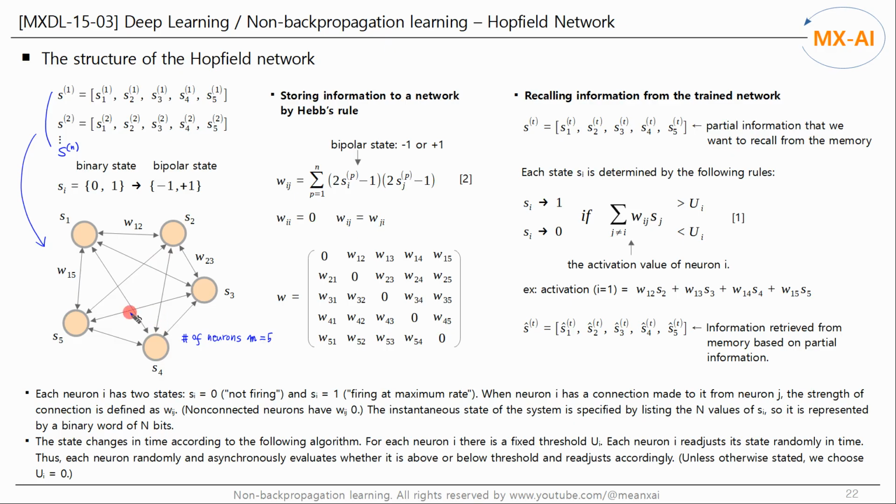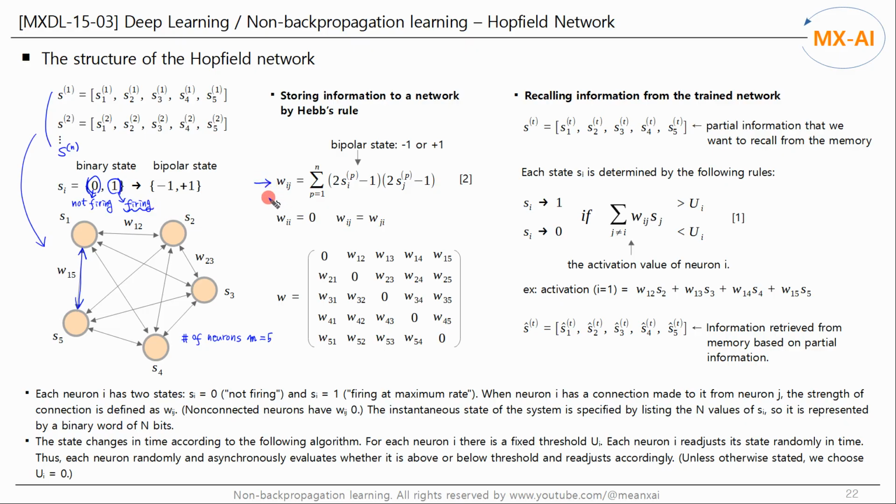Neurons are fully interconnected, and each connection is bidirectional. Each neuron has 2 states, 0 or 1. State 0 means the neuron is not firing. And state 1 means the neuron is firing at maximum rate.